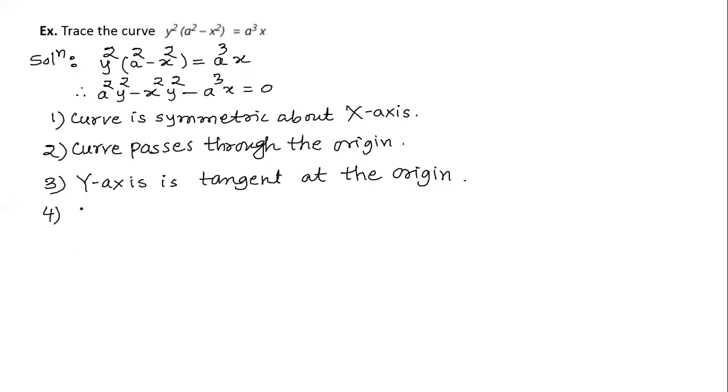Property 7: put y equal to 0. Let us try to put y equal to 0. What is going to happen? After putting y equal to 0, we are getting x equal to 0. Yes, that is expected. So nothing is new.